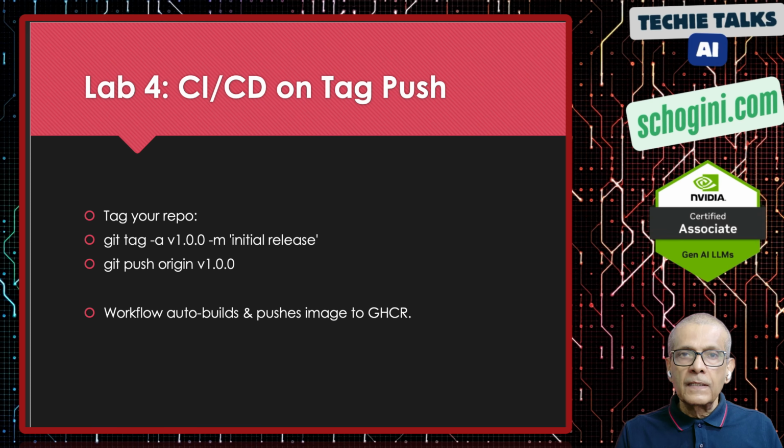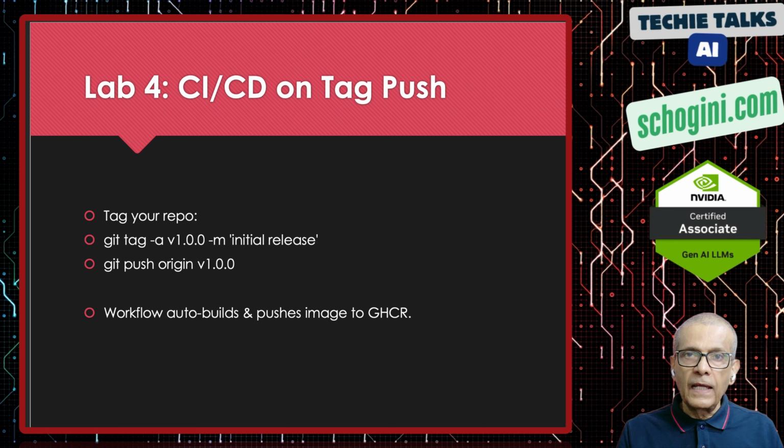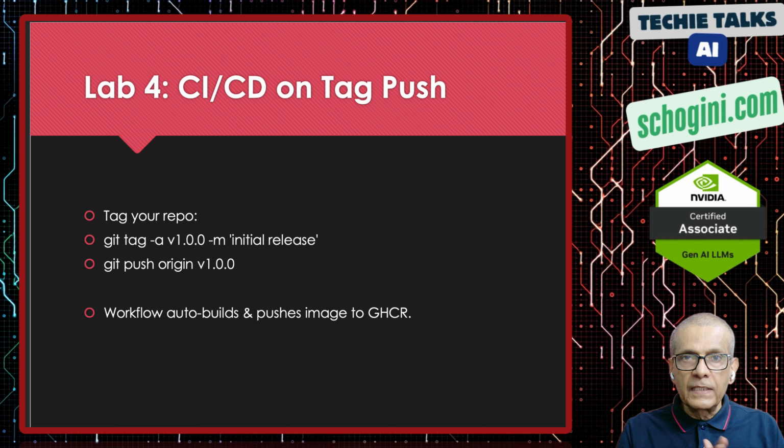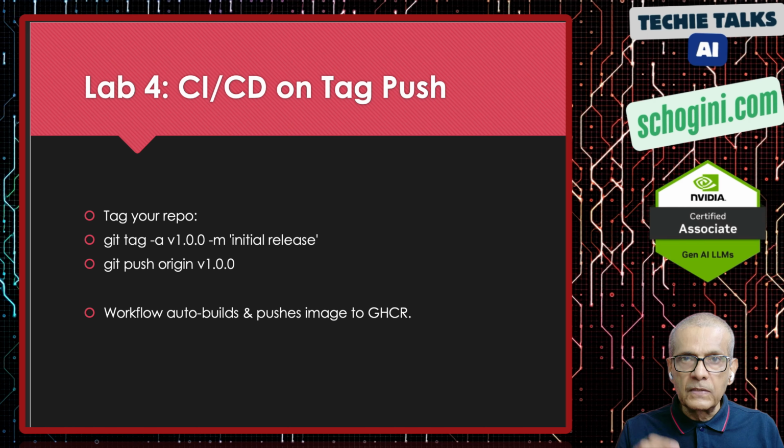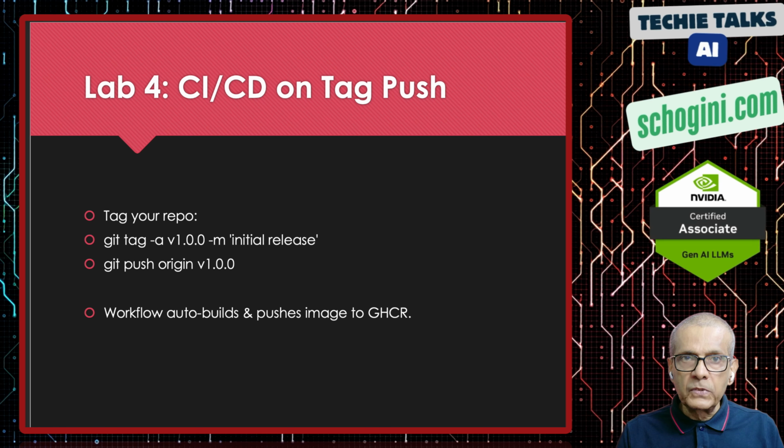Another interesting one, lab 4, CI/CD on tag push. So now comes the real CI/CD magic. Tag your commit as v1.0.0, and then you push it.